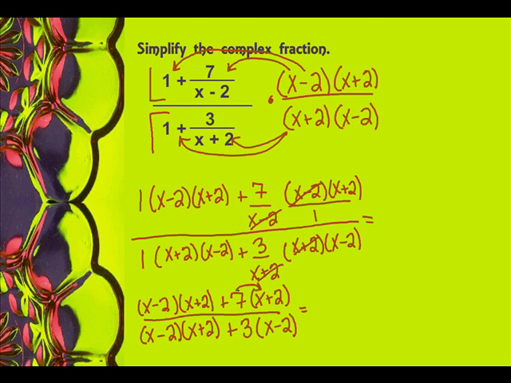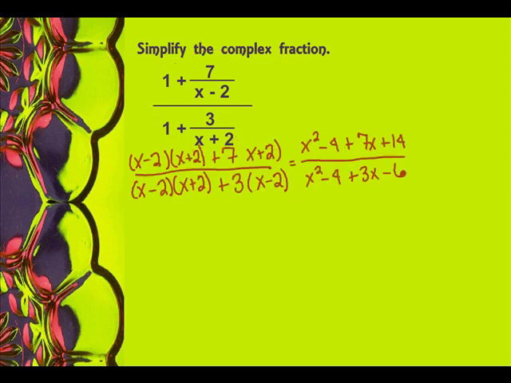So I need to distribute this 7 through and this 3 through. And you know what? We're going to have to FOIL this side. So what I'm going to end up with is x squared minus 4 plus 7 times x is 7x. 7 times 2 is 14. That's on the top. And on the bottom, I'm going to have x squared minus 4 plus 3x minus 6. Now I'm going to collect like terms if I can, and I'm going to try to factor. So I'm running out of a little room, so I'm going to have to go to the next page for this one.